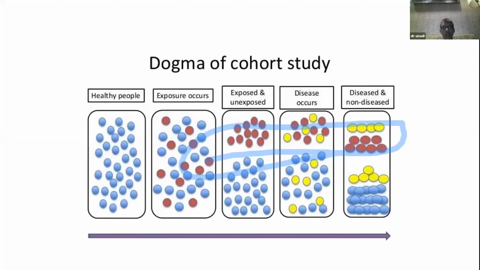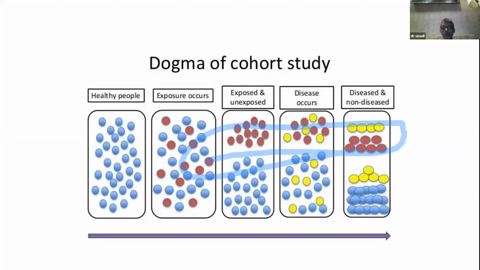You start with a group of healthy people, that is a cohort of healthy people. You expose them to certain things. There are two groups, some are exposed, some are unexposed, in whom some disease occurs and some of them are not suffering from disease. You follow this cohort for a long period of time: 10 years, 15 years, 20 years, 25 years.